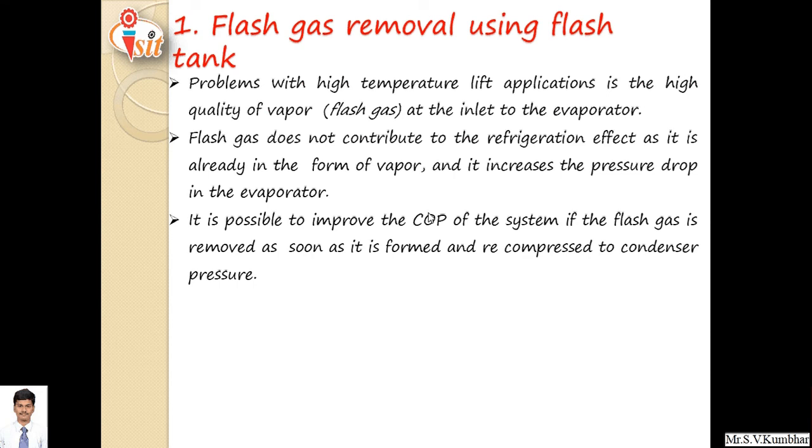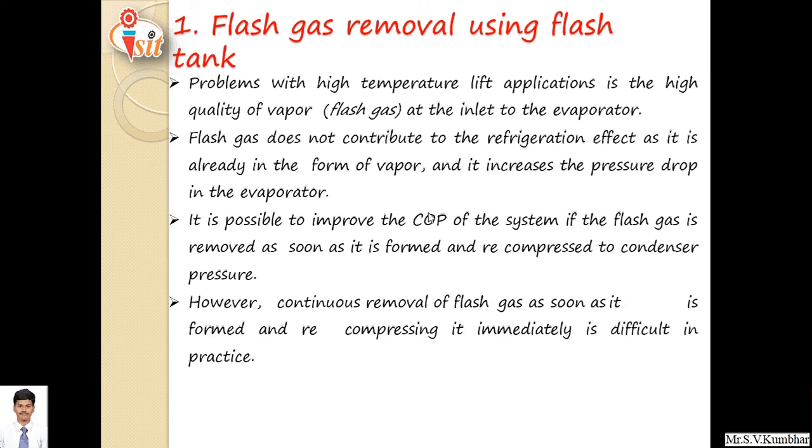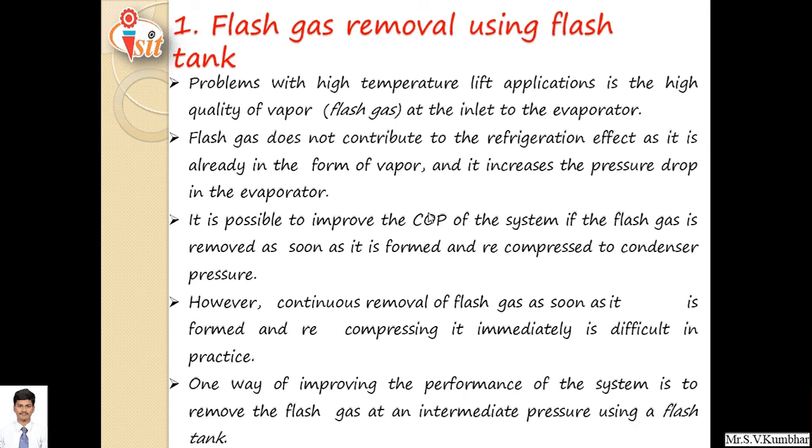the evaporator. So it is possible to improve the COP of the refrigeration system if the flash gas is removed as soon as it is formed and recompressed to condenser pressure. However, continuous removal of flash gas as soon as it is formed and recompressing it immediately is difficult in practice. So one way of improving the performance of a vapor compression refrigeration system is to remove flash gas at an intermediate pressure using a flash tank.